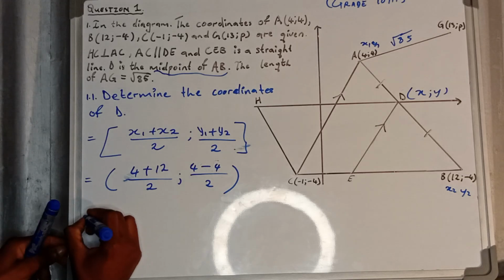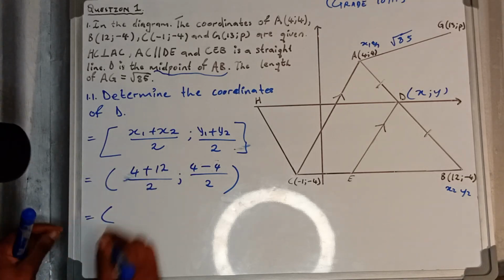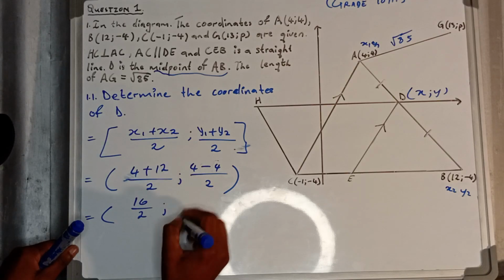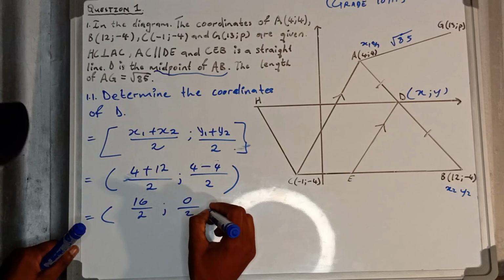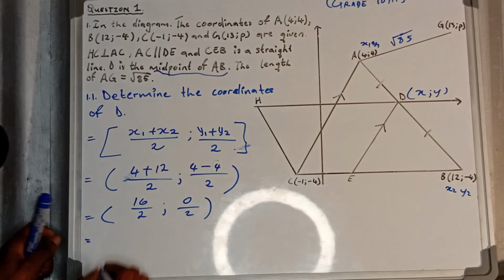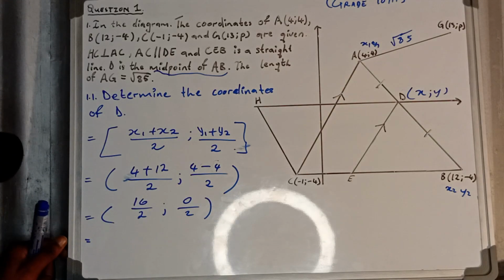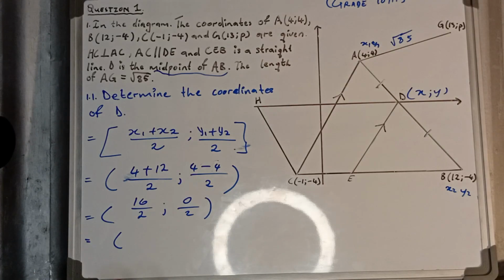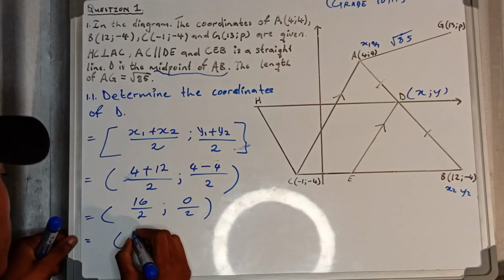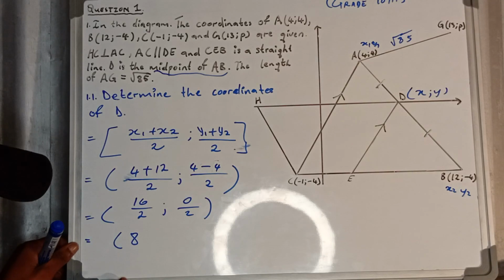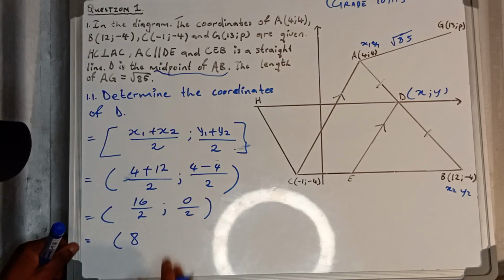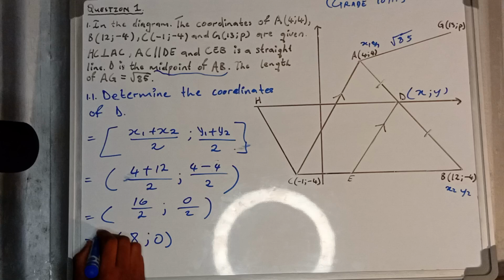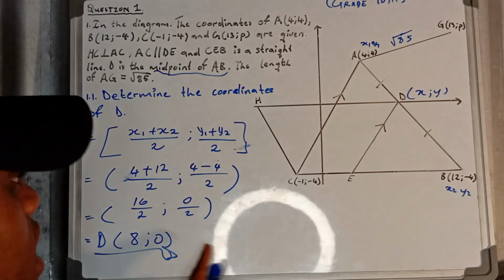All right, then we continue. 4 plus 12 gives us 16 divided by 2. Here, 4 minus 4 is going to give us 0 divided by 2. I hope you're still with me. 16 divided by 2, please use your calculator if you're not sure, will be 8. And then 0 divided by 2 is 0. So the coordinate of D is (8, 0).